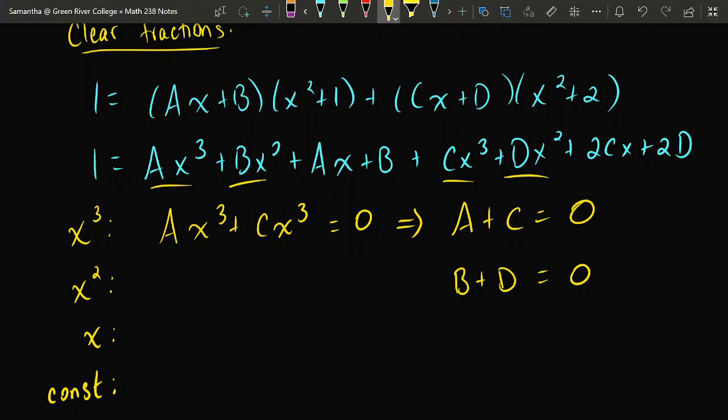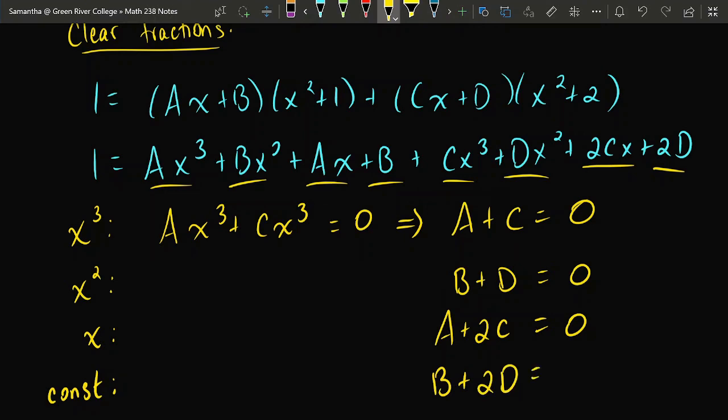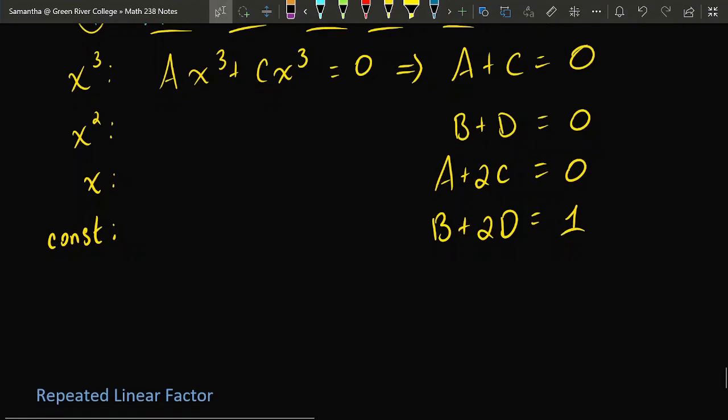If I look at the x terms, I have ax and 2cx, so a plus 2c must also equal 0 because I have no x on the far left side. And if I look at the constants, the constant b and the constant 2 times d must be equivalent to the constant 1 on the far left side of the equation. So this gives me a system of 4 equations and 4 unknowns, which can be solved for the values of a, b, c, and d.